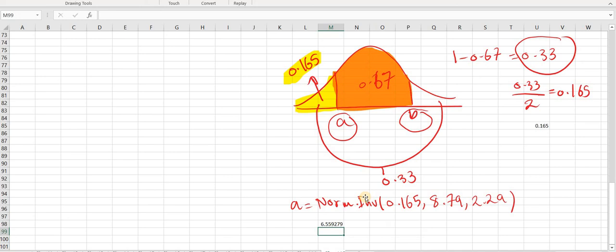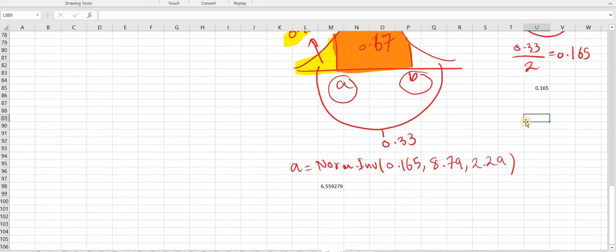Similarly, I can find B. I need the area to the left of B, which is combining the yellow area and the orange area together. So if you add the orange area, 0.67, plus the yellow area, 0.165, then you're going to get the area to the left of B, and B will be equal to NORM.INV of 0.835, comma, the mean, comma, the standard deviation.